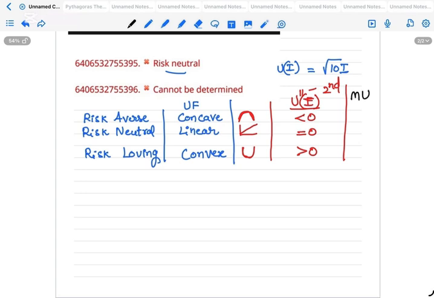Marginal utility: in risk-averse, that is a concave utility function, how is the marginal utility? The marginal utility is decreasing, diminishing. When risk-neutral, it is constant. In the same way, greater than 0 means increasing. So remember, less than means decreasing, greater than means increasing. If it is 0, it is constant marginal utility.